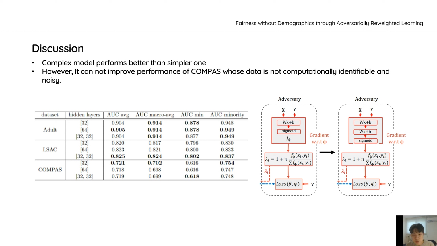And additionally, they tested changing the model in the adversary to increase its capability to find difficult CI regions, for example, encompassing them more precisely and with a little overfitting. And results show that the complex model performs better than the simpler one on everything other than LSAC. However, on COMPAS, which is the goal of designing this experiment, it cannot improve performance, and even degrades it. So the experiment results show that datasets like COMPAS, whose data are not computationally identifiable and which have noisy labels, cannot be resolved by just increasing model complexity.